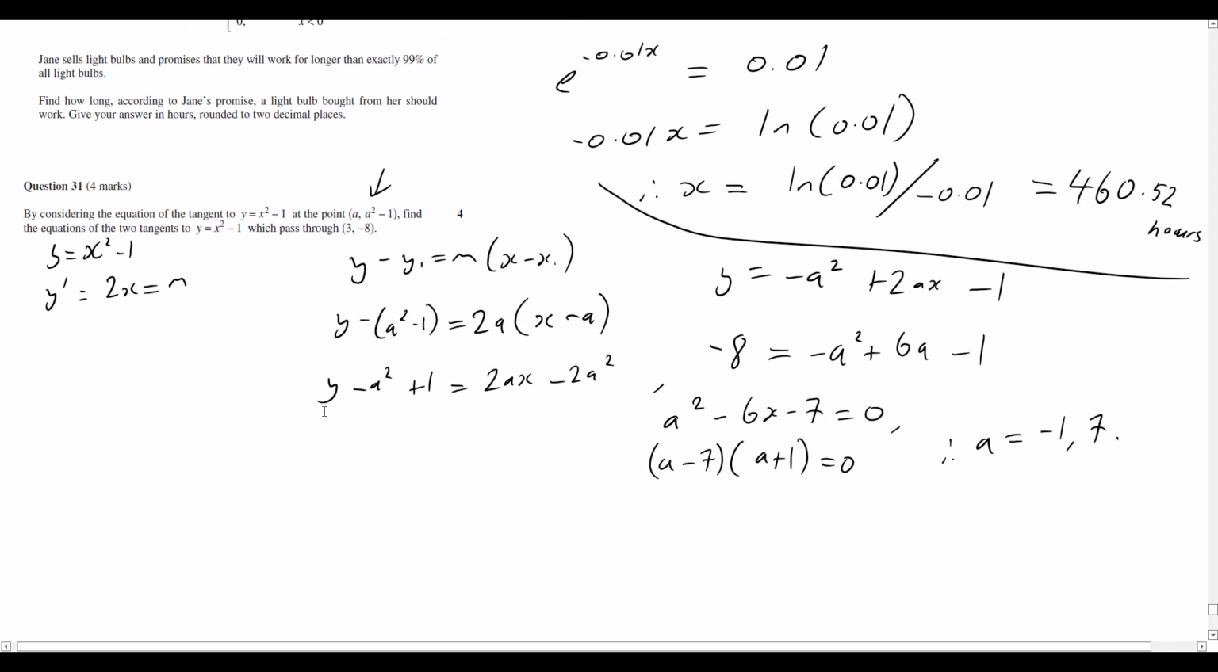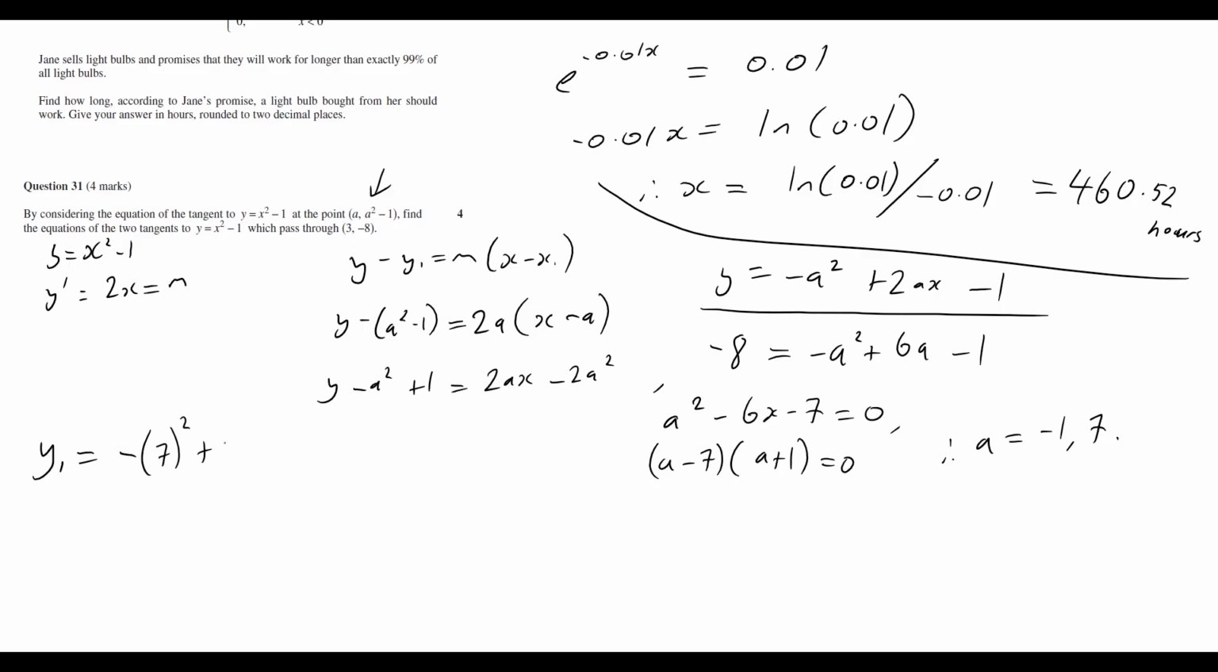So now what we need to do is return to the equation for y equals, and that lovely quadratic term over here. Doing that with our different values of a, let's see what we get. So y1 for equation 1 is going to be equal to minus 7 squared plus 2 times 7 times x minus 1. And so that will equal minus 50 plus 14x. And there we go, so that's equation 1.